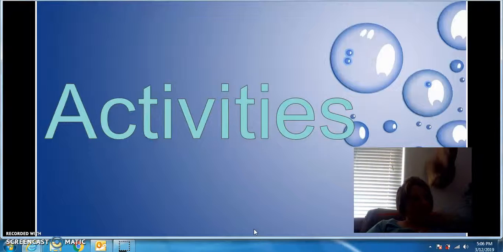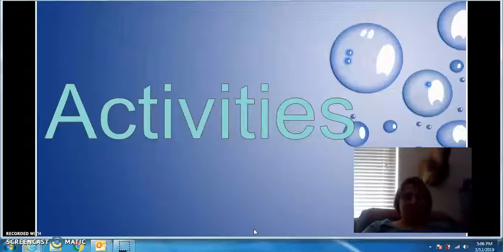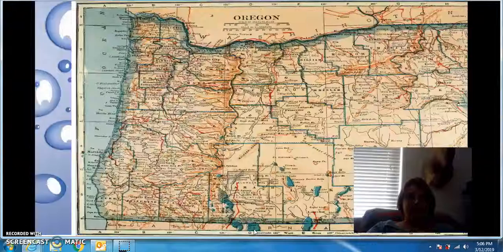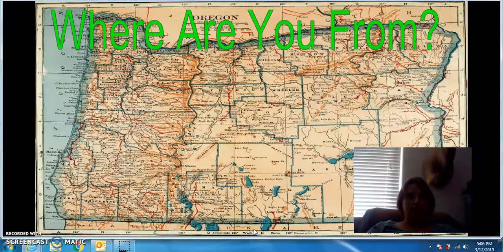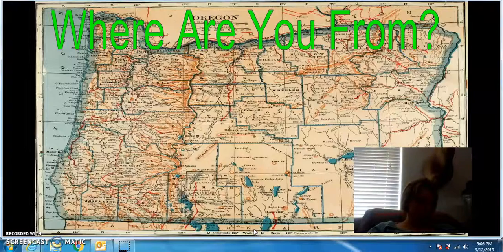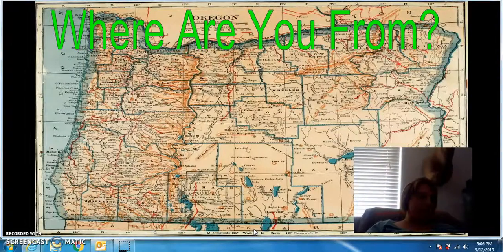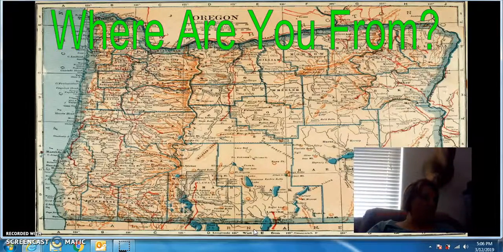Activities. We will go over all my lovely activities. My first activity is going to be, where are you from? This activity will be the first activity we'll do, and they will start making their way outside to the other stations. The supplies will be, they will need the Oregon map that is enlarged, and they will have black Sharpie pens and gold star stickers.